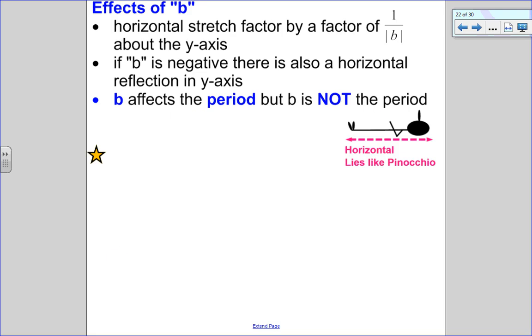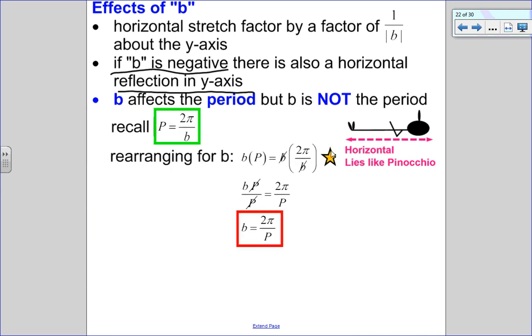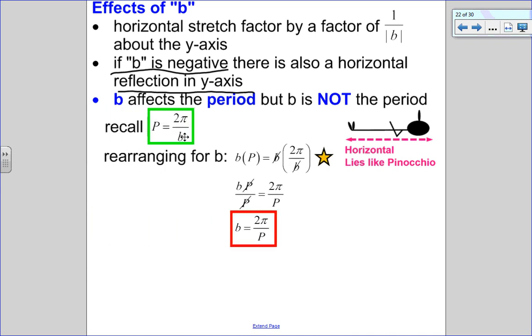So putting it all together, effects of b. It's a horizontal stretch by a factor of 1 over absolute value of b. So again, don't include the sign. If b is negative, this is where the sign comes in, it just means there's a reflection in the y-axis. So b affects the period, but b is not the period. That's a really important distinction. Remember, horizontal lies like Pinocchio. So it's opposite of what we would think. So period is 2 pi divided by b.